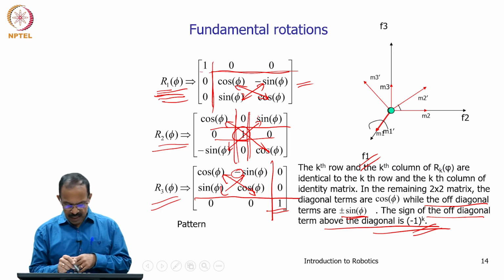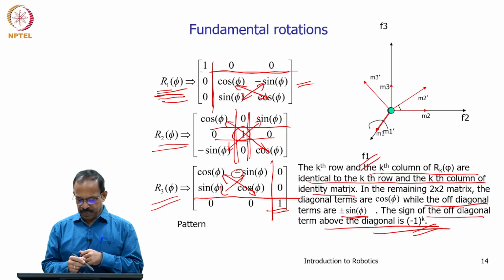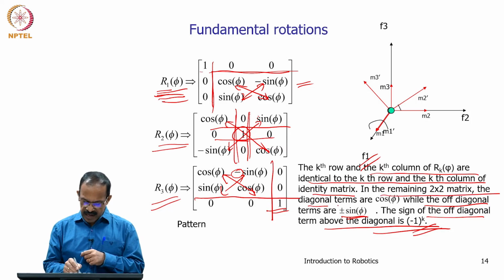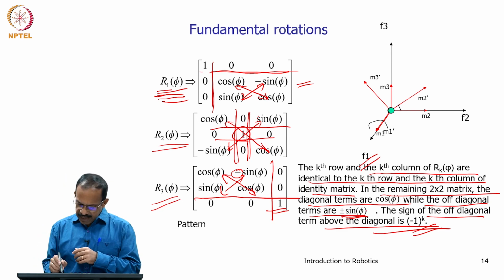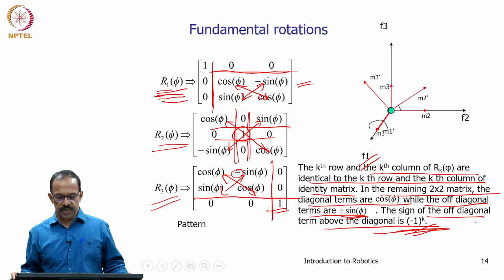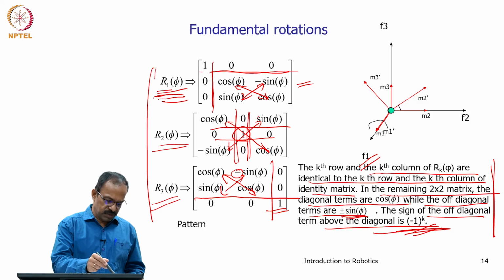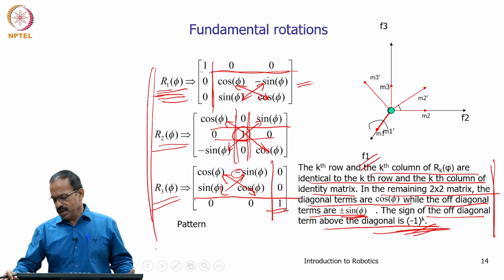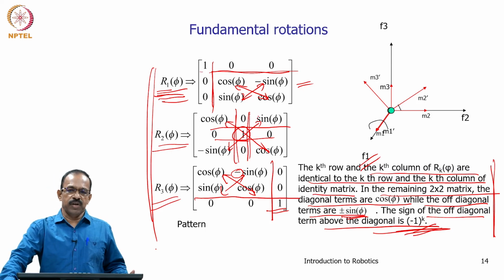So, you will always see that the kth row and kth column of RK phi are identical to the kth row and kth column of the identity matrix, and in the remaining 2 by 2 matrix the diagonal terms are cos phi and the off diagonal terms are always plus or minus sin phi, and the sign of the off diagonal term above the diagonal is always minus 1 to the power of k. So, if you can remember this, you will always be able to get the fundamental rotation matrix without any difficulty. So, those are the fundamental rotation matrices when the mobile frame is rotating with respect to the fixed frame.